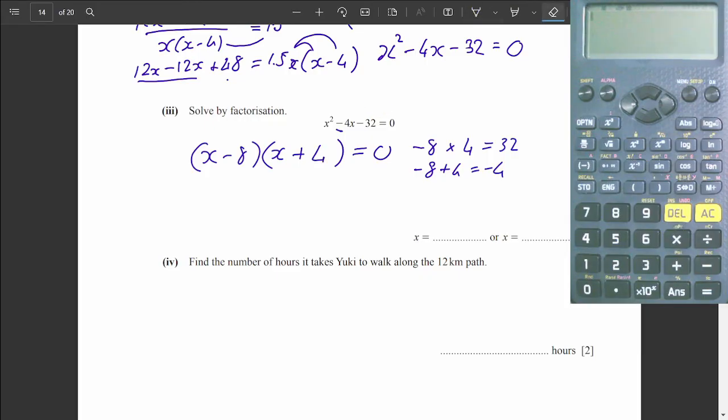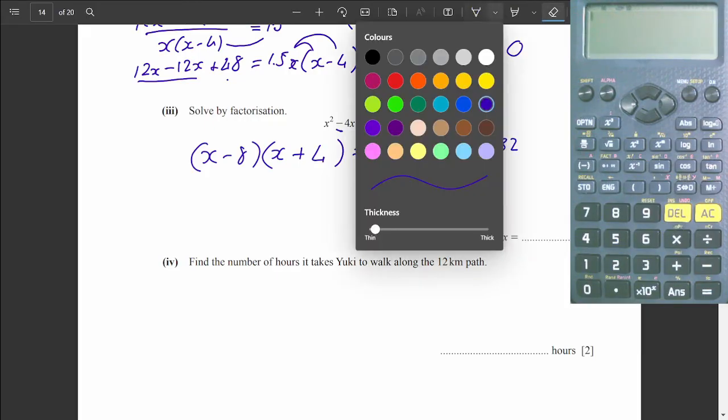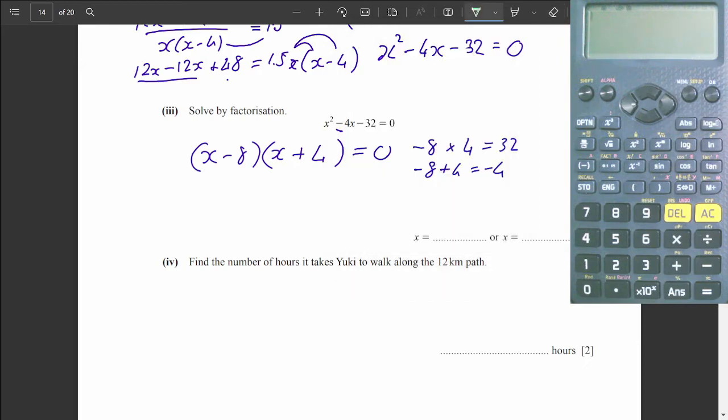Okay. No harm in quickly double checking. So take a pencil and just quickly check. Is that right? x times x is x squared. x times 4 is 4x. Minus 8 times x is minus 8x. Minus 8 times 4 is minus 32. Yep, we got the minus 32. We got the x squared. And 4x minus 8x is minus 4x. So yeah, it is correct. Double check. The more you practice, the quicker you'll get at this.